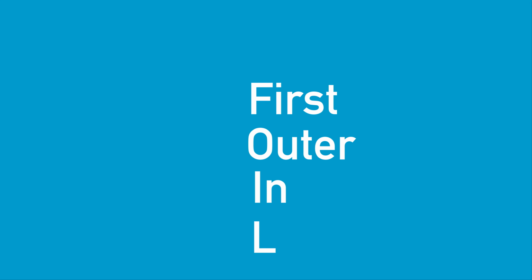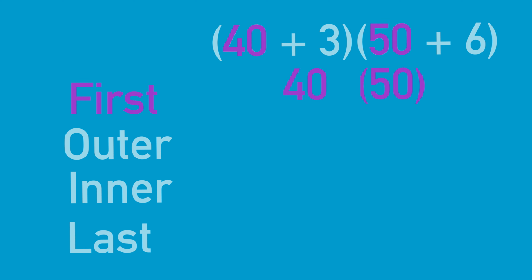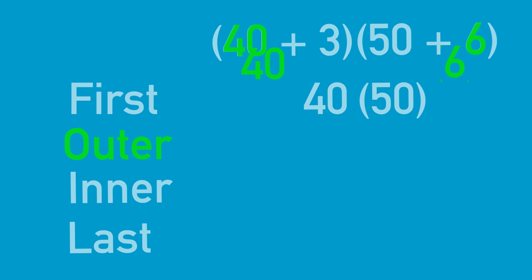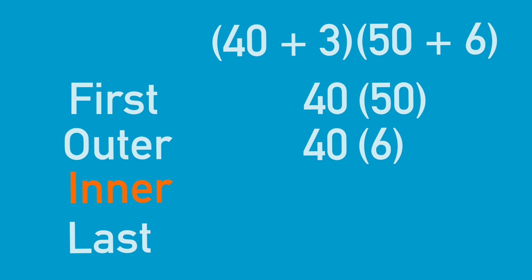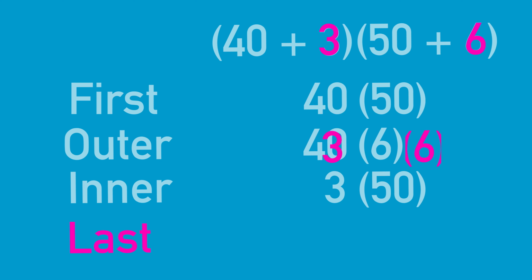Now, I know this can feel like a lot to remember, so that's why we've come up with the acronym FOIL to help summarize this process. FOIL stands for first, outer, inner, last, and tells us how to expand when we multiply 2 binomials. Multiplying the first term in each sum gave us 40 times 50. The outer terms gave us 40 times 6, the inner terms gave us 3 times 50, and the last terms gave us 3 times 6. This process works for multiplying any set of two binomials, or expressions with two terms. And it's especially helpful when the binomials contain variables.